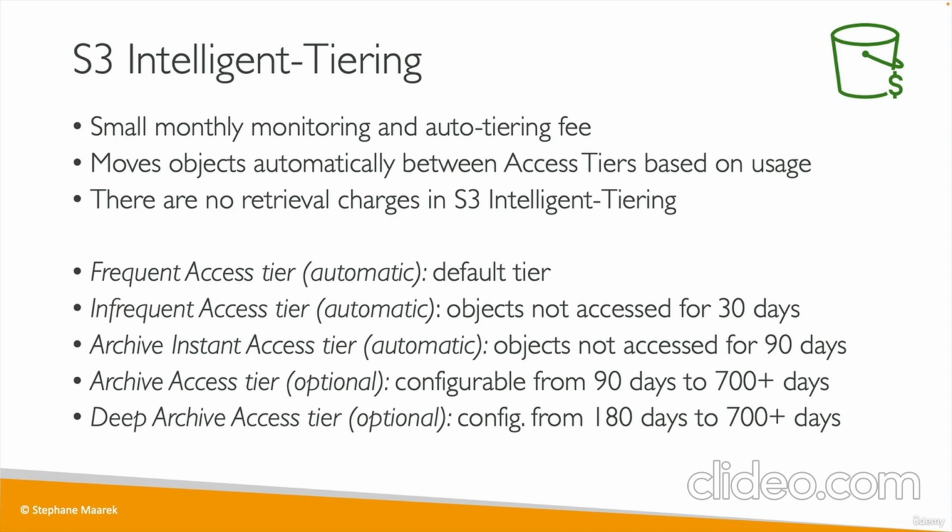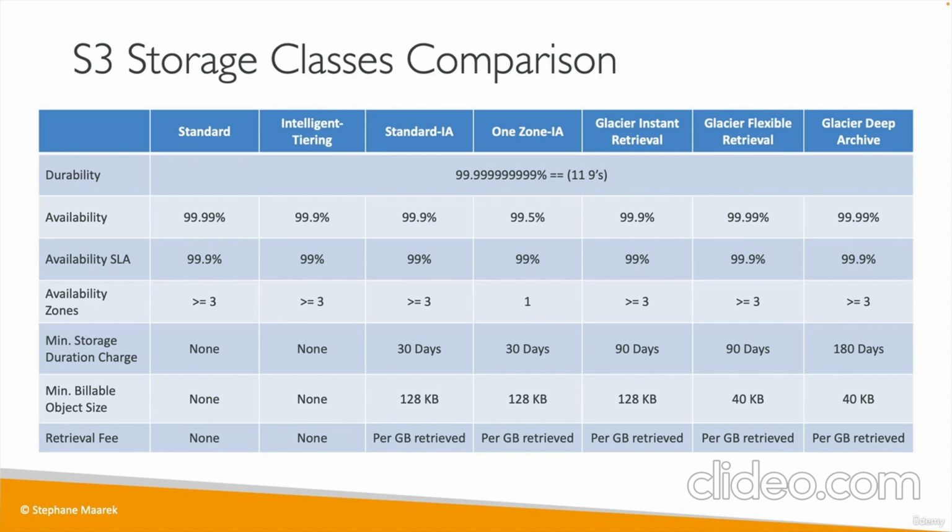So S3 Intelligent Tiering is really to allow you to just sit back and relax while S3 moves objects for you. So if we compare all the storage classes, you don't need to remember these numbers, but it's just for you to make sense of what they are.